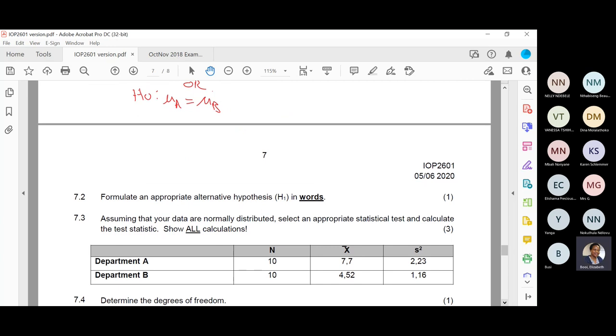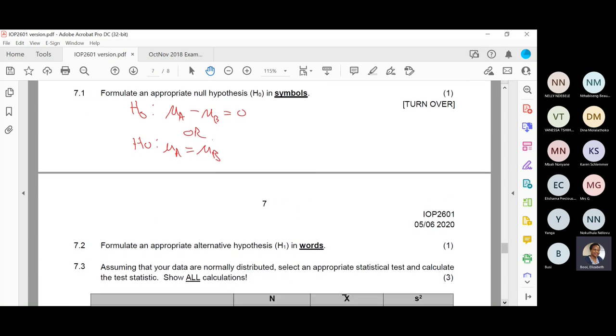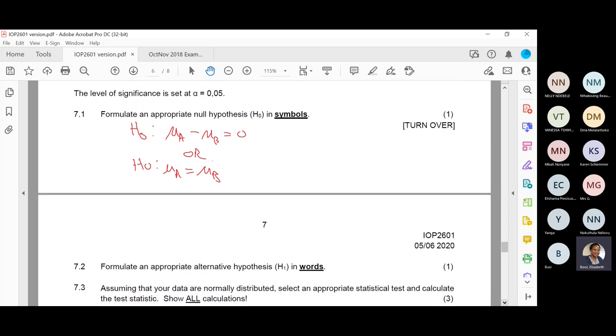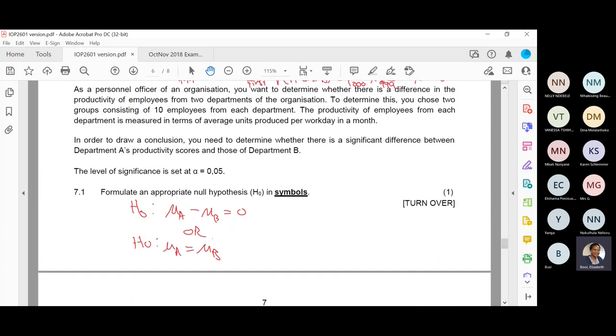7.2, formulate the appropriate hypothesis in words. That's very important. You see, not in symbol. So the first one they said in symbol, this one says in words. So you need to be very careful with this. So next time, in terms of 7.1, if they said in words, you just repeat the same statement that you have there.